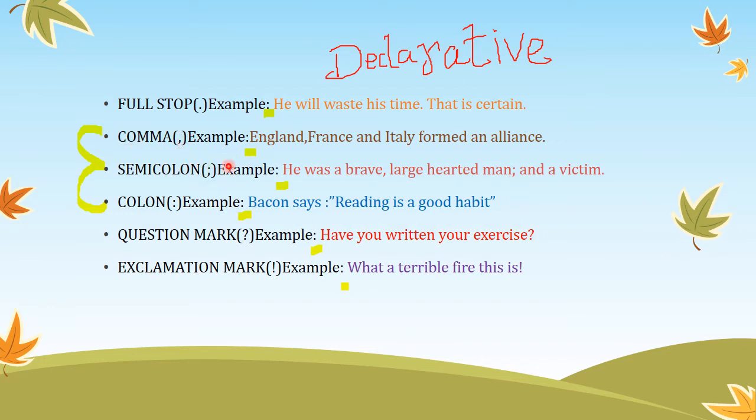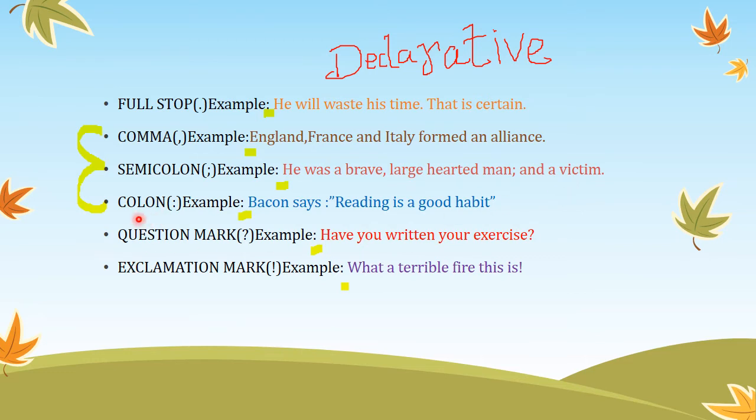For example, he was a brave, large-hearted man; and a victim. Here you've used comma and here you use semicolon because you are emphasizing this point. He was brave, large-hearted man; and a victim. In order to emphasize something, you use semicolon.